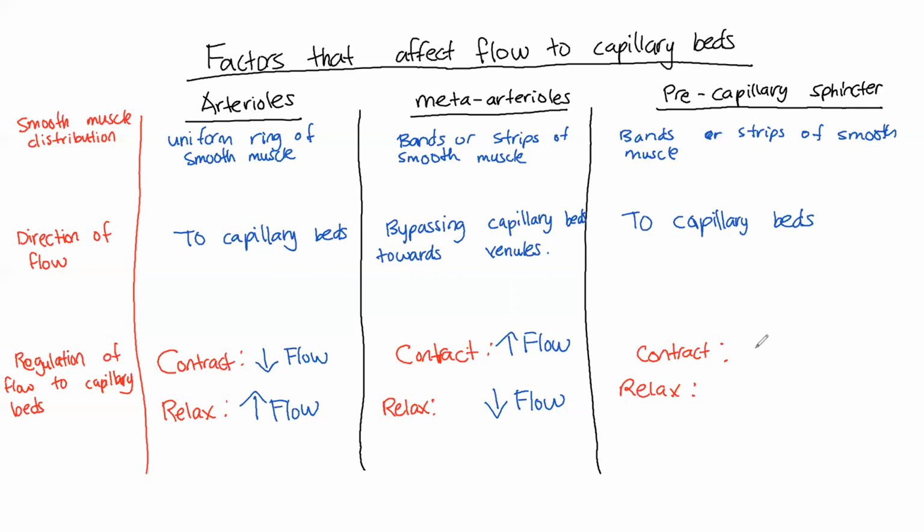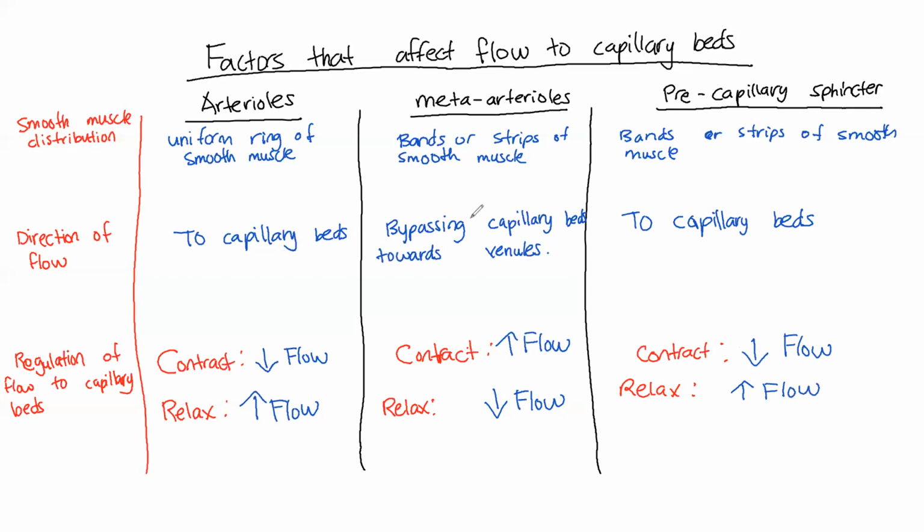So as I contract that precapillary sphincter, instead of going into the capillary bed, the blood is going to go into the meta-arteriole, and that's going to be decreasing flow to my capillary bed. On the alternative end, if I relax that precapillary sphincter, I'm facilitating that blood to move into the capillary beds, and that would obviously be increasing flow.